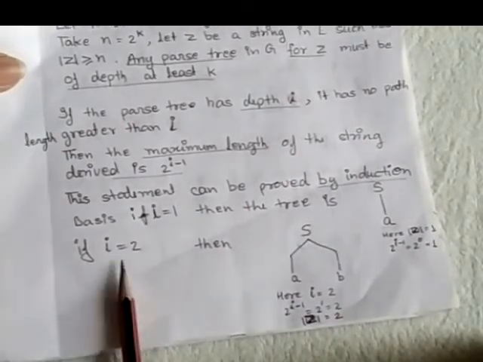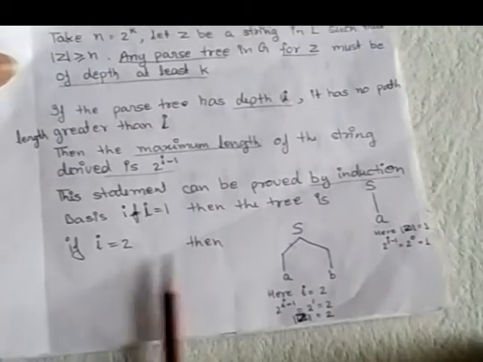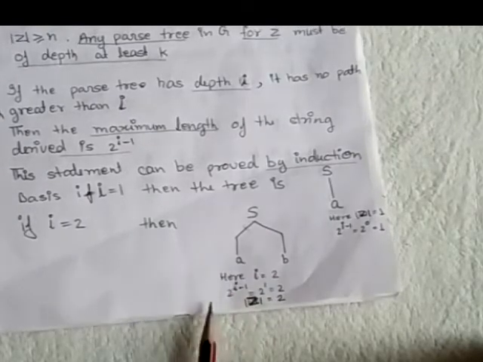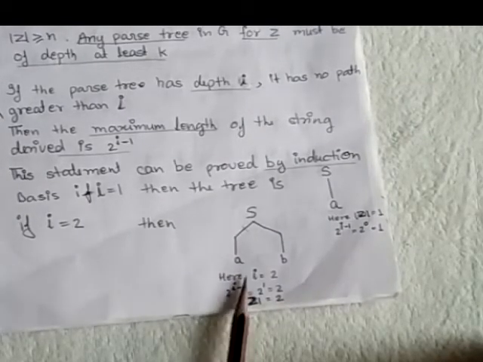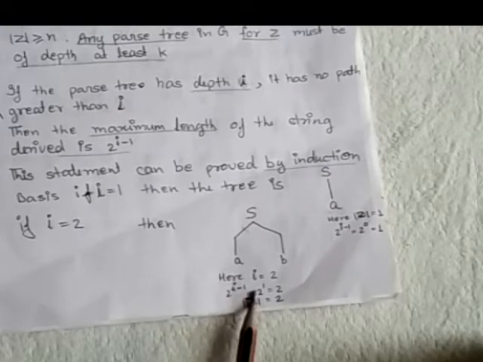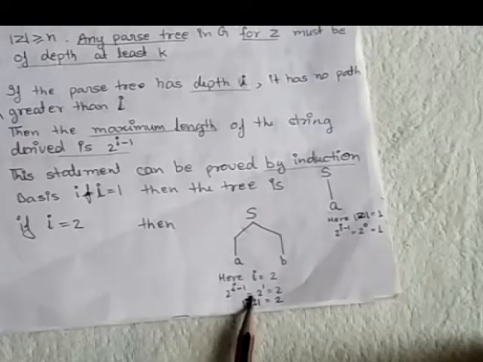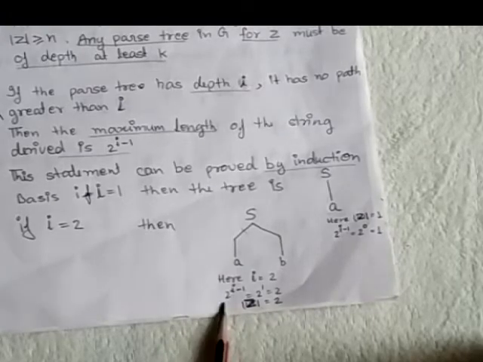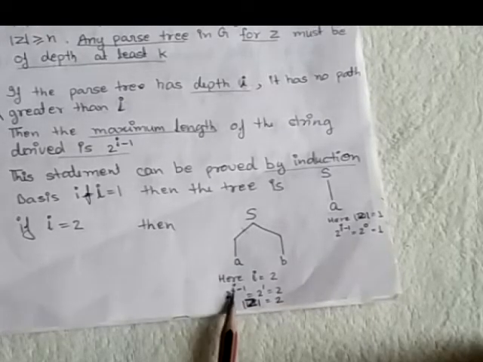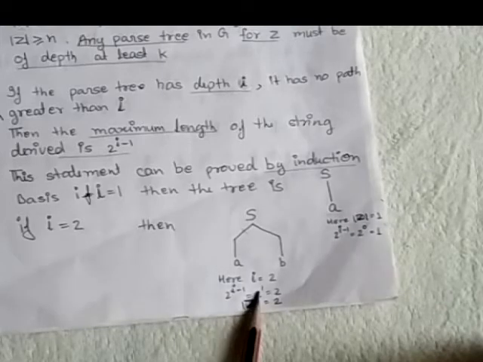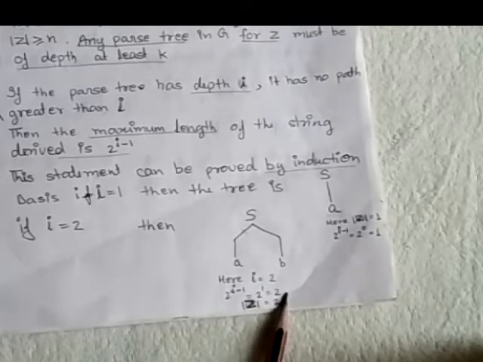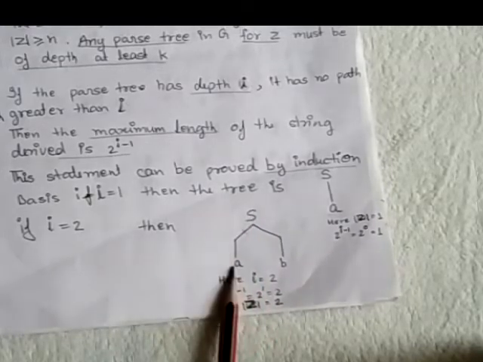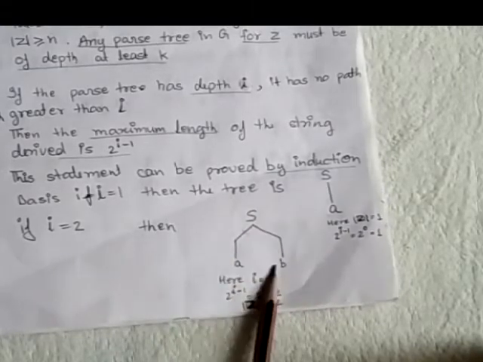If the depth is 2, meaning the number of edges is 2, then the structure of the tree will be like this. Here also, if depth is 2, then the length will be 2 raised to the power I minus 1, meaning 2 raised to the power 2 minus 1 will be 2 raised to the power 1, which will equal 2. So the length of the string generated will be 2. So here we are getting a length of 2 terminals.